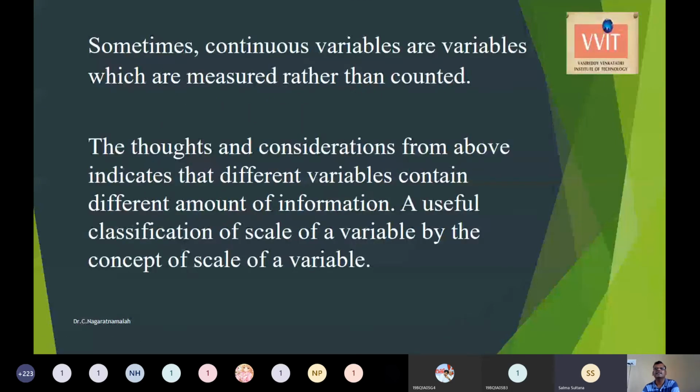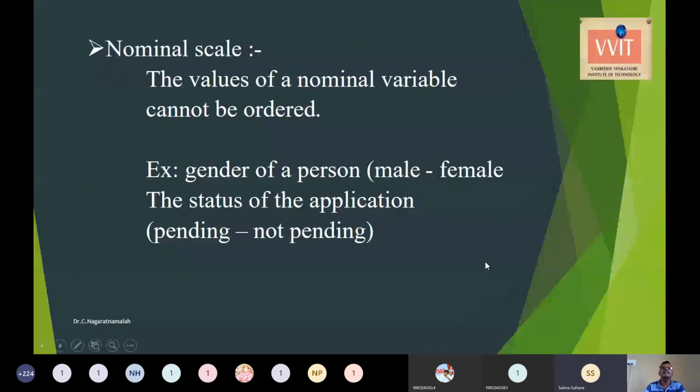Is that okay? Shall I go to the next one? Yes, sir. If it is not visible to anyone, please immediately inform me. Okay? This is the nominal variable.